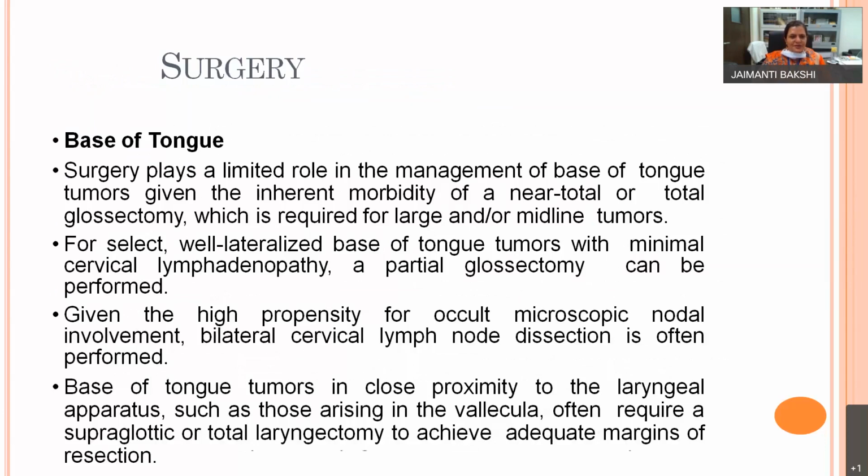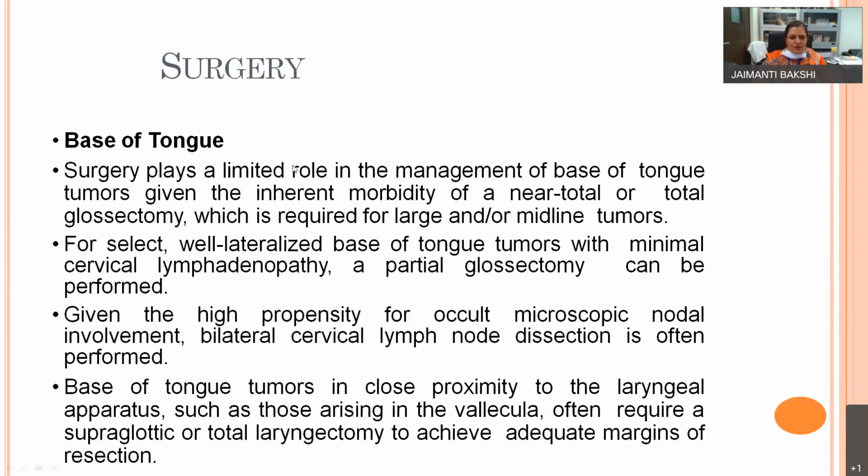So what are the various types of surgical procedures which can be done according to the location of the tumor in the oropharynx? For base of tongue tumors, tumors arising in the base of tongue pose a diagnostic as well as treatment dilemma to the surgeons, because if you have to treat a tumor at the base of tongue, sometimes you have to do a total glossectomy, and a supraglottic laryngectomy along with total glossectomy. So the surgical procedure becomes very morbid, and it causes a lot of morbidity to the patient.